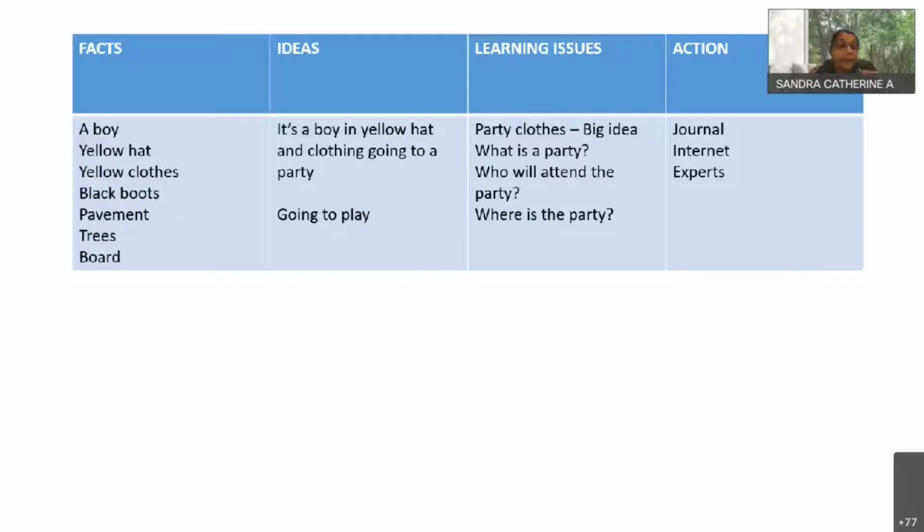So the learning issue or the key topic here could be party clothes, or what is a party, who will attend the party, or where is the party. So the key topic is a kids party, for example. And the action is what they have to do after the first class, where they have to find more information regarding the kids party using journals, internet or experts. So this is the problem-based learning activity which is done.